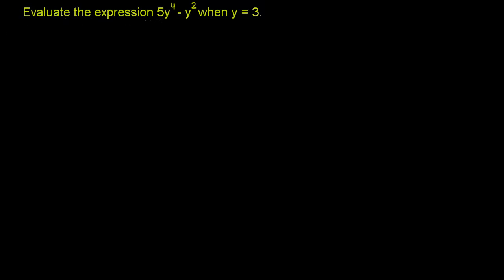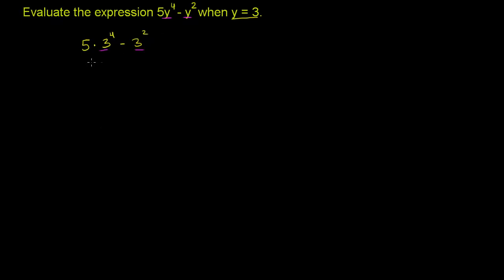Evaluate the expression 5y to the fourth minus y squared when y is equal to 3. So every place we see a y here, we can just replace it with a 3 to evaluate it. So it becomes 5 times 3 to the fourth power minus 3 squared. All I did is every time we saw a y, I put a 3. So what does this evaluate to?